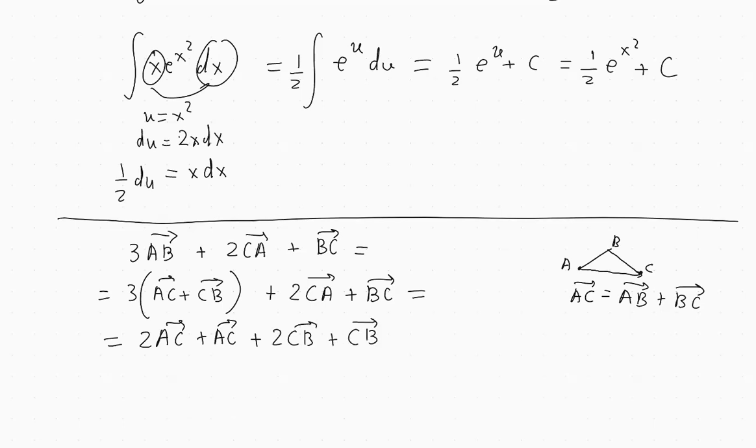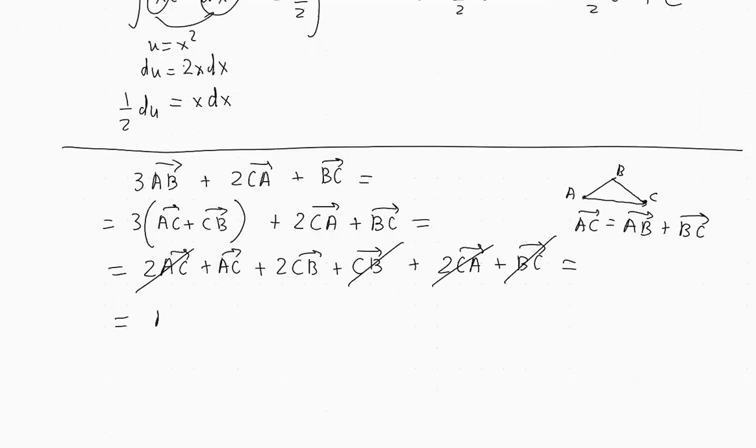And of course, I have 2CA and BC, and I have several cancellations. So 2AC cancels with 2CA, and CB cancels with BC, and we're left with AC plus CB, plus 2CB. Again, one could leave it like that, or we can even write AC plus CB plus CB, and AC plus CB is AB. So this will be AB plus CB. So all we did was to just play with the vectors.